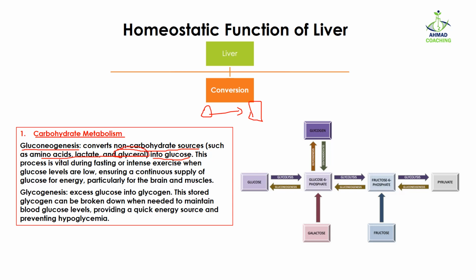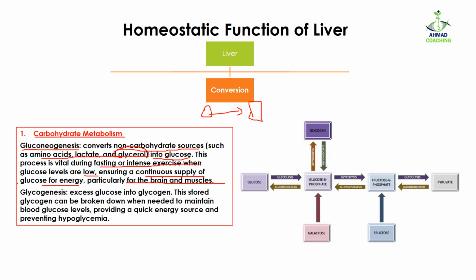Similarly, amino acid, we heard it is deaminated, but what about the rest of the part of the amino acid? After the removal of the amino group, the rest of the part is again converted into glucose. So this process is called gluconeogenesis, in which non-carbohydrate sources are converted into glucose. This process is vital during fasting or extensive exercise when glucose levels are low, ensuring the continuous supply of glucose for energy, particularly for the brain and muscles.